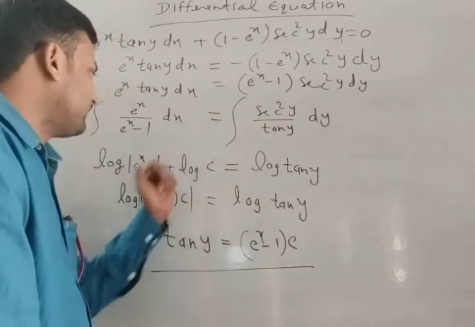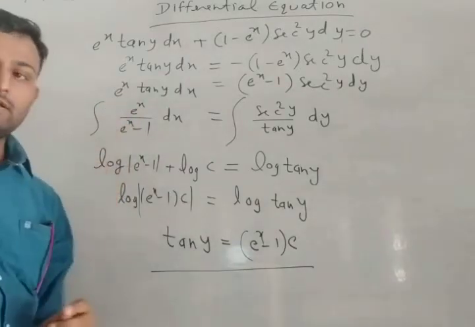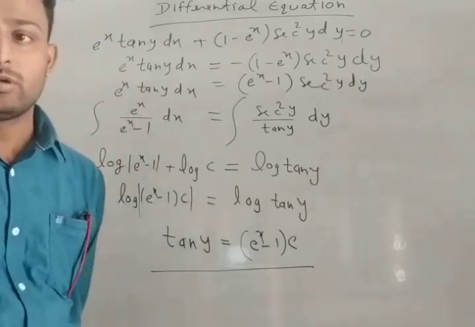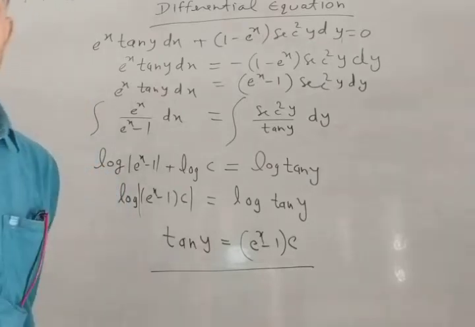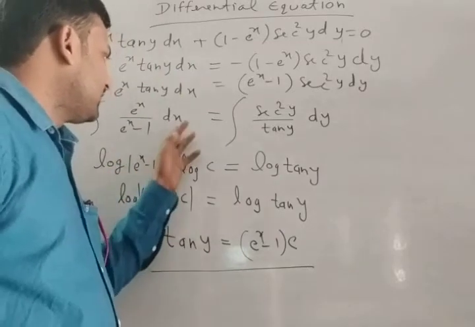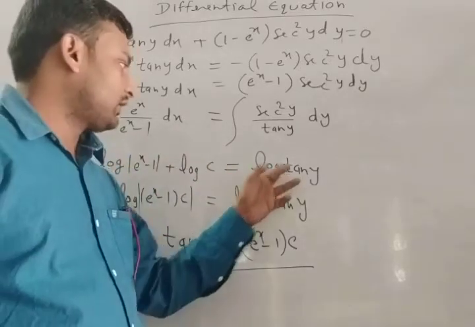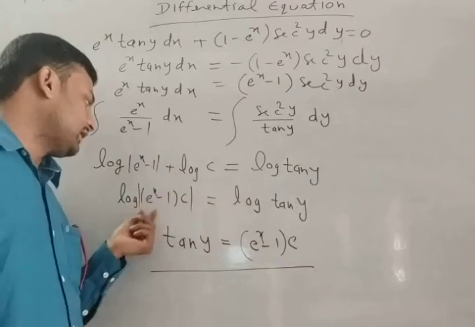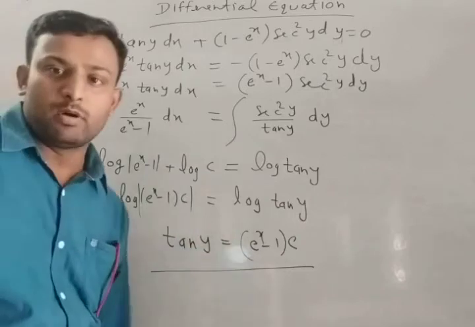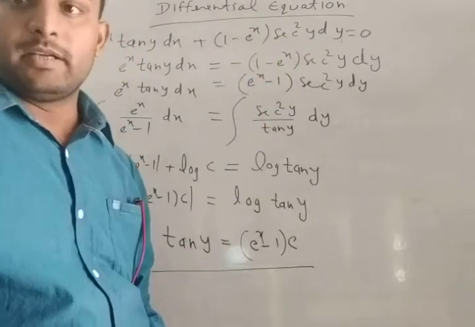When we integrate this, if we suppose e to the power x minus 1 is t, then we get 1 by t dt. The integration of 1 by t will be log t, and our t is e to the power x minus 1, and the constant we suppose is log c. The other term is also in the form of log, so log tan y. Log m plus log n is log of m into n. Log and log will cancel, and we get tan y is equal to (e to the power x minus 1) c. This is our required general solution of the given differential equation.